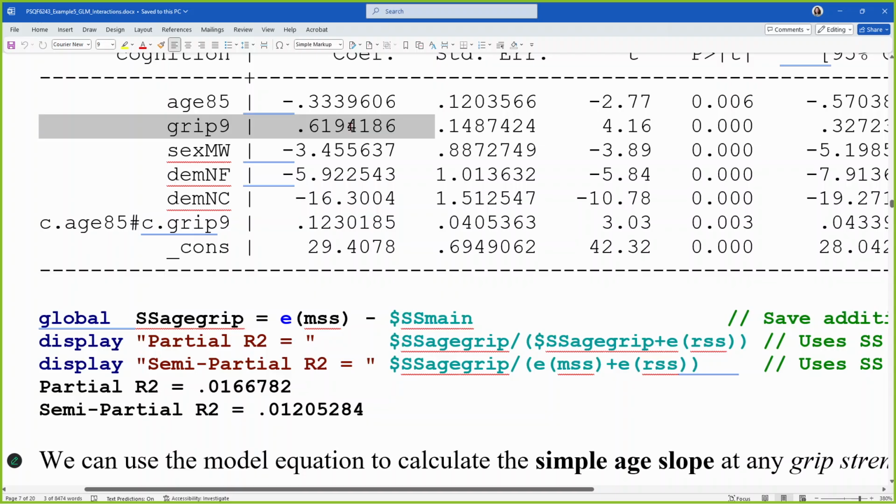You want to go the other way? Now we have grip strength. Age is now the moderator, so grip strength is good for you. What happens if you're old? More good. More gooder, exactly.